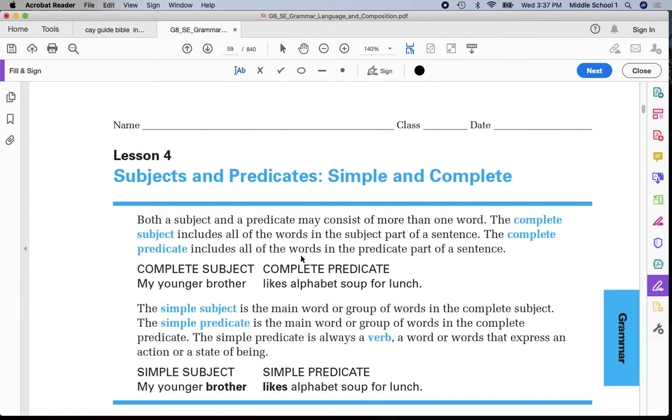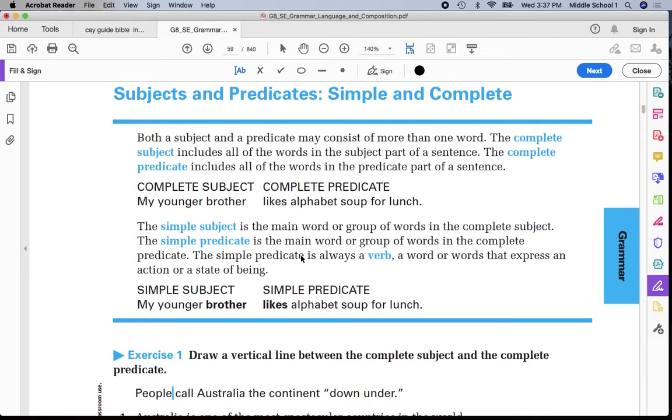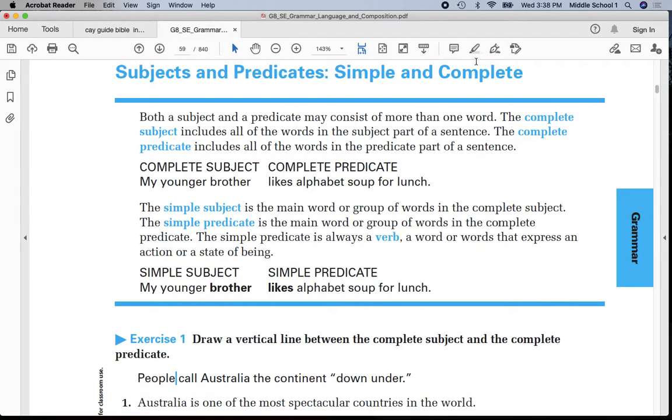8th grade, the last thing that we want to do today is to review what we just got through talking about in lesson number 3. If I have both a subject and a predicate, I call it a sentence. If I don't, I call it a fragment. So when I divide my sentence, what do I get? My younger brother. I call that the complete subject. Likes alphabet soup for lunch. I call that the complete predicate.